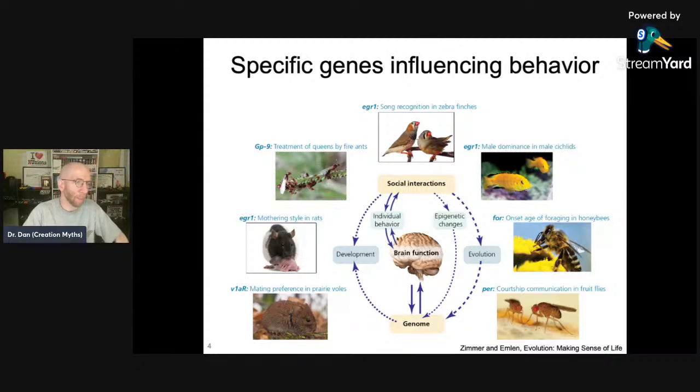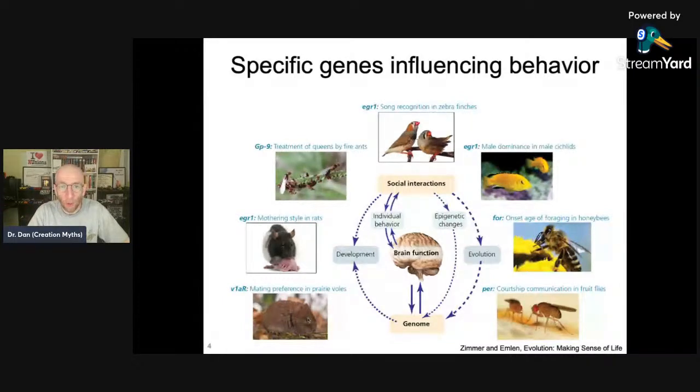So, for example, you've got this PER gene, which is courtship communication in fruit flies. EGR1 is really interesting because it's common in a lot of different species and it does different things, but it's the same gene. It's a homologous gene, but it does different things in different species. And then this one I just want to talk about for a moment down here, V1AR in prairie voles. This one has to do with vasopressin levels. That is a hormone, vasopressin.